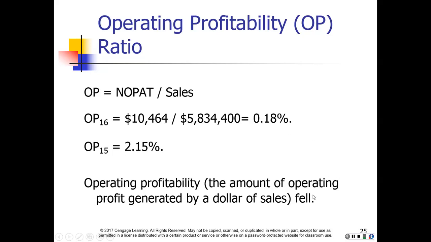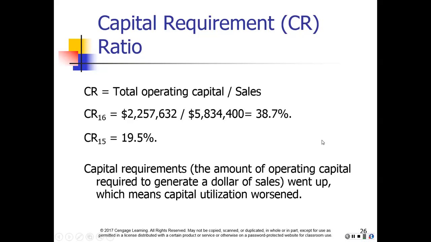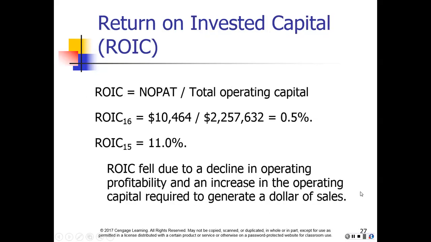So operating profitability fell in that year. The capital requirements ratio is the total operating capital over sales, and for 2016 it was 38.7%. For 2015 it was 19.5%. So the capital requirements went up, which means that we had a worsening of capital utilization during that year.